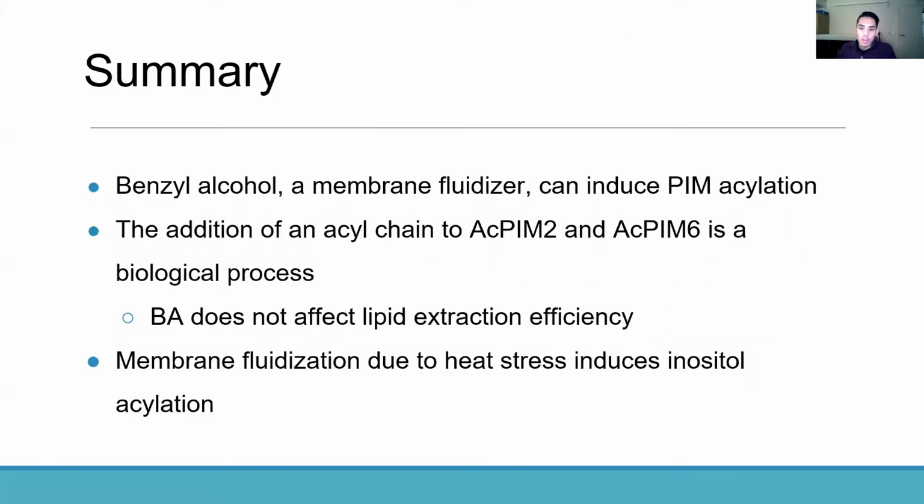To summarize, benzyl alcohol, a membrane fluidizer, can induce PIM acylation. The addition of an acyl chain to AcPIM2 and AcPIM6 is a biological process. This means that benzyl alcohol is not affecting lipid extraction efficiency. And lastly, membrane fluidization due to heat stress can induce inositol acylation.